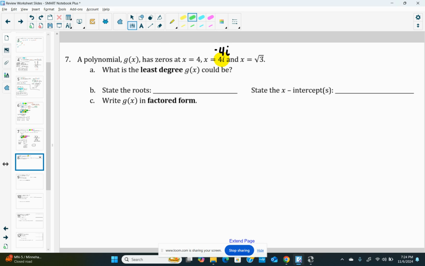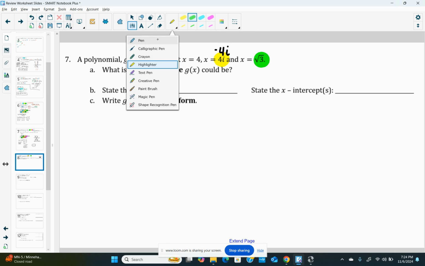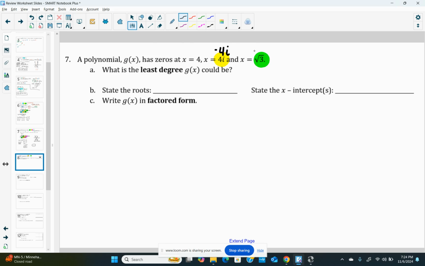And then square root of 3 is a square root, so it has a partner as well. So its conjugate is a root as well. So this gives us 5 for the least degree, because there's 5 roots right there. So state the roots. So 4, 4i, -4i, square root 3, and negative square root 3.